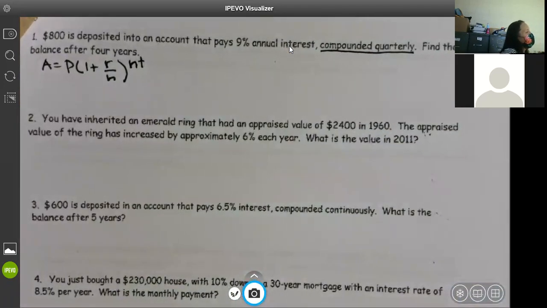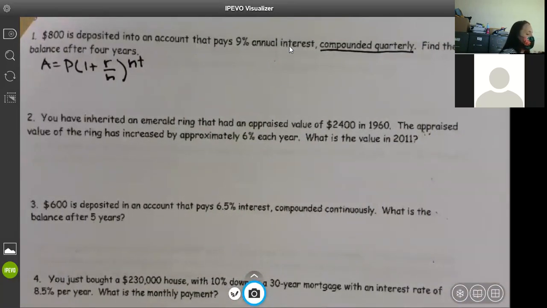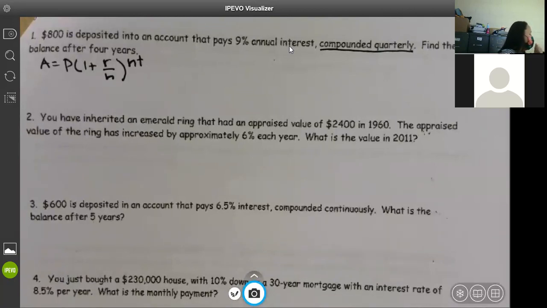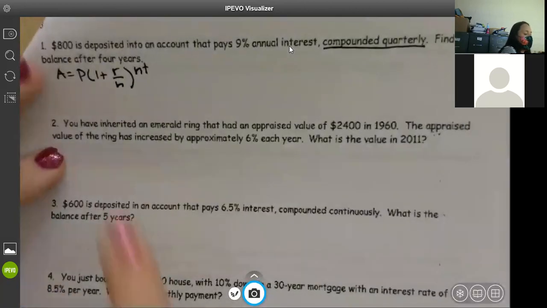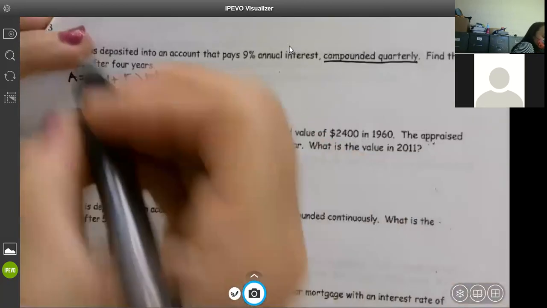A is your ending amount. It's what you want in the end. P is your principal, or what you put down to begin with. R is your rate. N is the number of times that you're compounding it. Again, N is the number of times you're compounding it. And T is how long you're compounding it. Okay, so let's start with what they put in. They deposited 800. That's your P.